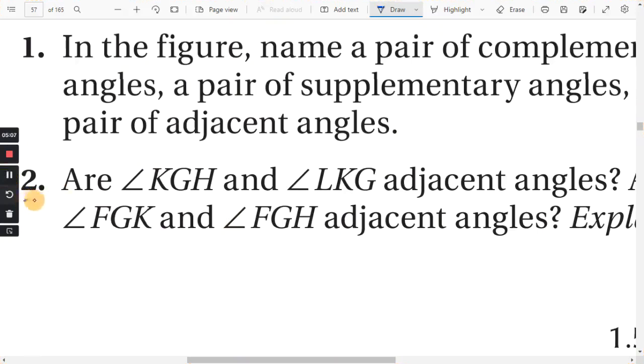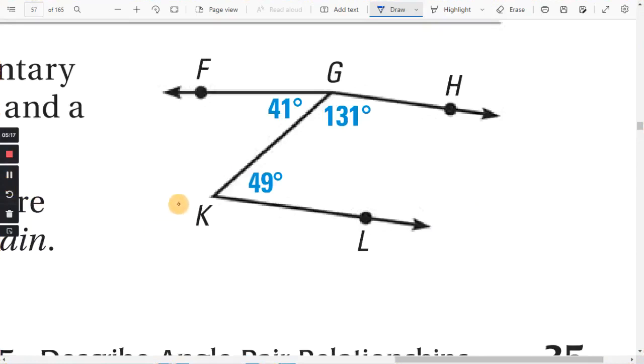Let's look at guided practice number 2. They're asking, are KGH and LKG adjacent angles? Let's look at KGH and LKG. KGH is this one right here, and LKG is this one right here. Are those adjacent angles? No. The vertex for one angle is here, and the vertex for the other angle is there. The vertex is not shared, so those are not adjacent.